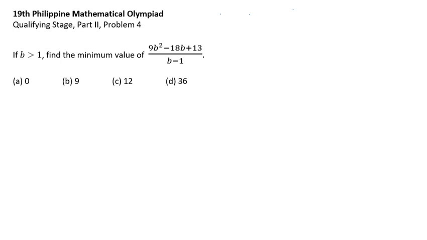In this video, I will illustrate how we can apply the AM-GM inequality to solve this problem from the 19th Philippine Math Olympiad qualifying stage. The problem states, if b is greater than 1, find the minimum value of (9b squared minus 18b plus 13) all divided by b minus 1. Before we proceed to the solution, let us recall first what we mean by the AM-GM inequality.